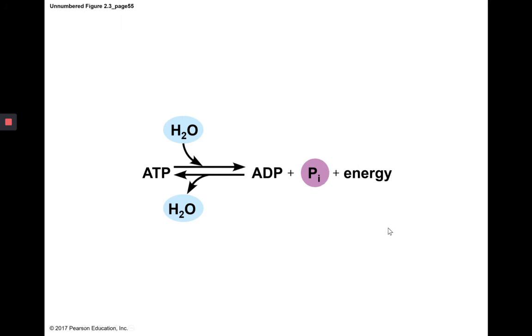We could go back in the opposite direction and make ATP, and this would require energy to put the inorganic phosphate back on ADP. So this is going to be an endergonic reaction that absorbs energy and proceeds to make ATP through dehydration synthesis, or the removal of water in order to make a bond.